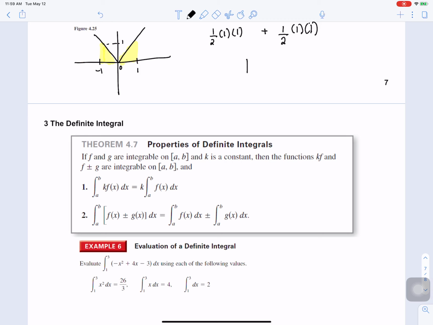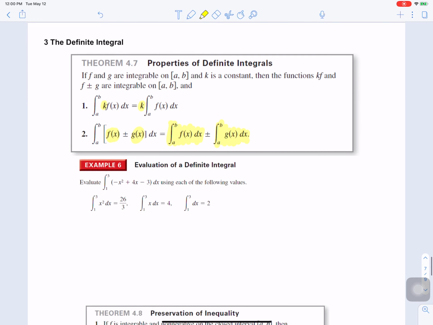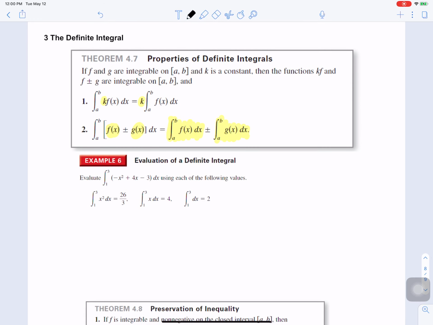Now, just like before, if you have some constant multiplying the function, you can ignore the constant, do the integral of what you have, and then multiply your answer by the constant. And if you have two functions being added, you could do the integral or area for the first one, then whatever the symbol was, add or subtract, and then do the area of the second one separately, and you don't have to add the functions first. Okay, so let's look at how this property works.